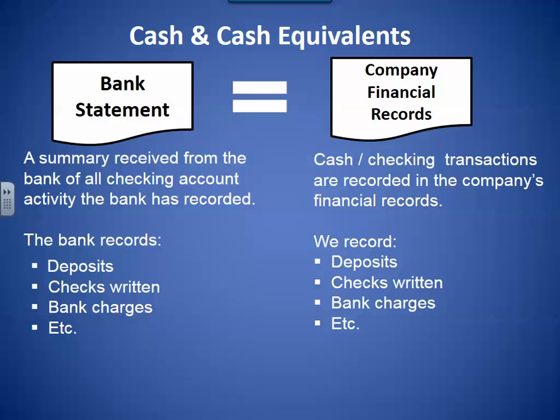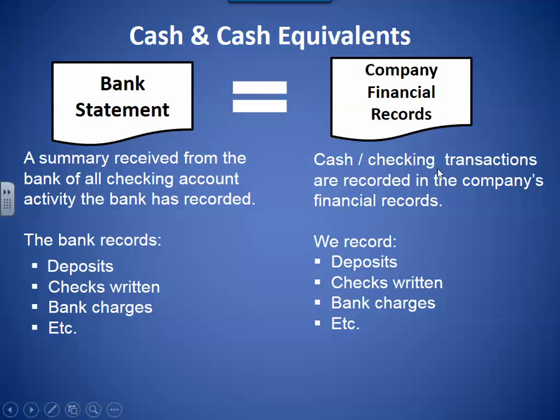Again, to remind you about banks and bank reconciliations: when we have a checking account with the bank, we have actually created two mirror accounts. We have our company financial records, where we keep our general ledger records. Every time we make a deposit, we debit that account. Every time we write a check, we credit that cash account. So we're debiting and crediting for all our activities.